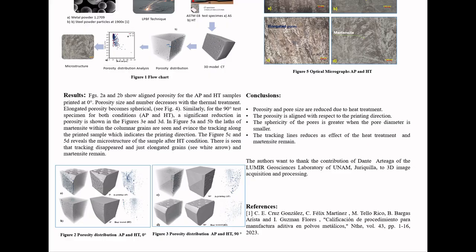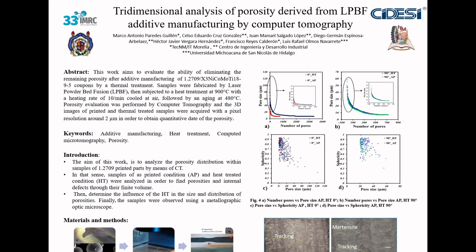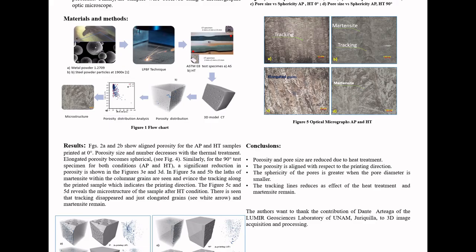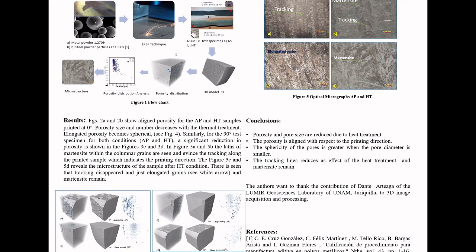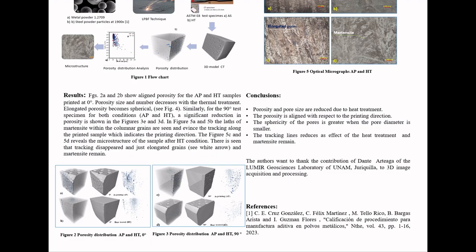Results. Figures 2A and 2B show aligned porosity for AP and HT samples printed at 0 degrees. Porosity size and number decrease with the thermal treatment. Elongated porosity becomes spherical. See Figure 4. Similarly, for the 90 degrees test specimen for both conditions AP and HT, a significant reduction in porosity is shown in figures 3E and 3D.